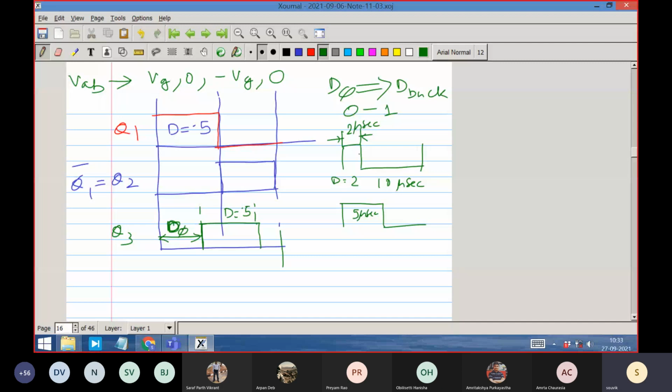Suppose due to some circuit limitation you cannot create a very narrow pulse. Very narrow duty ratio creation is extremely difficult, because everything has a rise time, fall time, and so on. Circuit non-idealities. So there is a practical limit to the minimum and maximum duty ratio you can create from the gate drive point of view. It is very difficult to go below 0.05, that means 5%. Beyond that, it is very difficult to create.